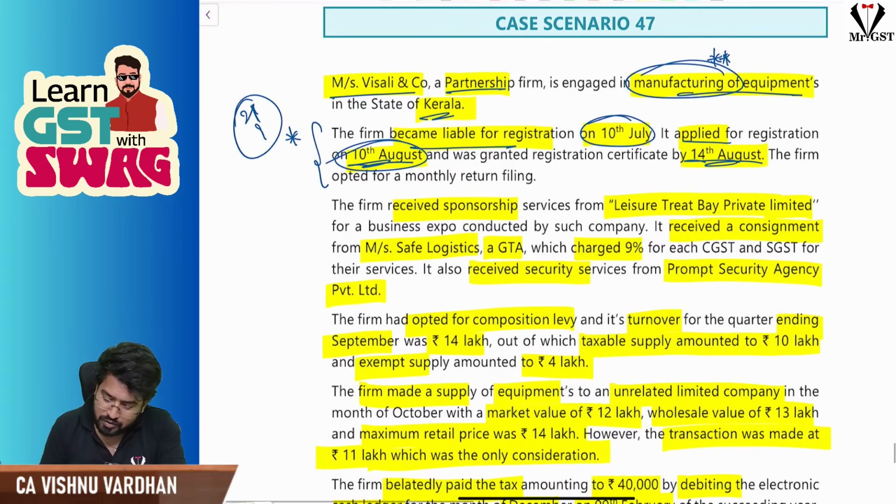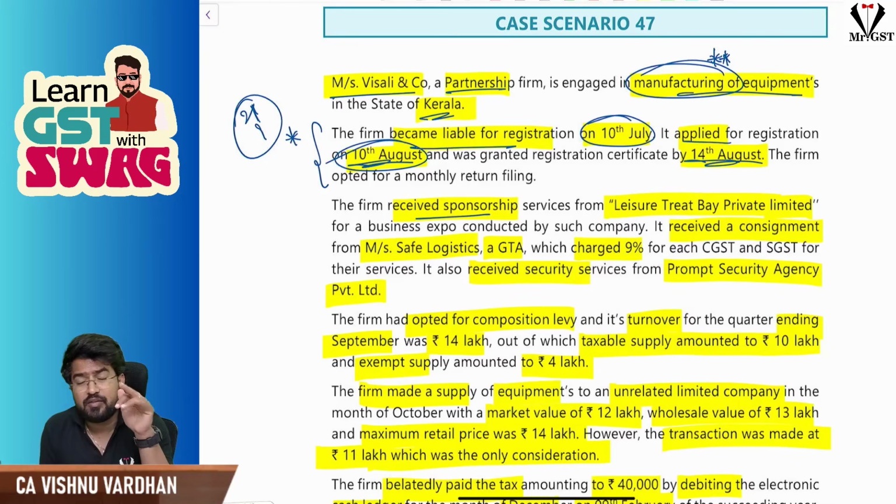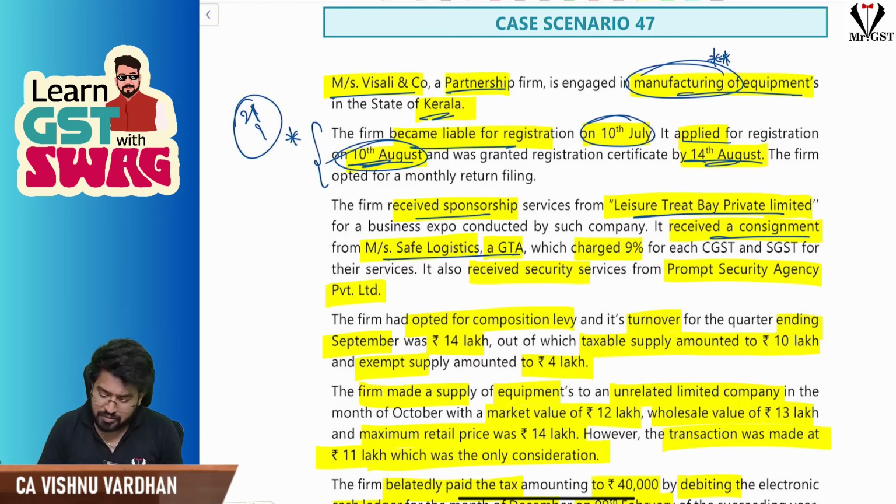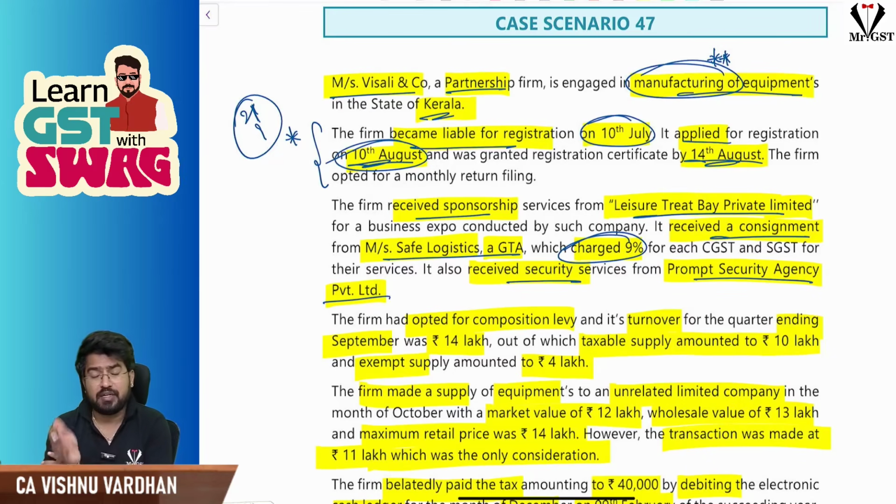Now, received sponsorship services. See, sponsorship services, they are making a mistake again and again. This is the second time they have done the MCQs with the old provision, supplier any person. No, supplier should be any person other than body corporate. Here the supplier is body corporate, still they took it under RCM here. But received consignment from Safe Logistics GTA charging 9%. That means GTA charging 9% means it is FCM. Security services from Prompt Security Agency Private Limited. Security services supplier should be any person other than body corporate.